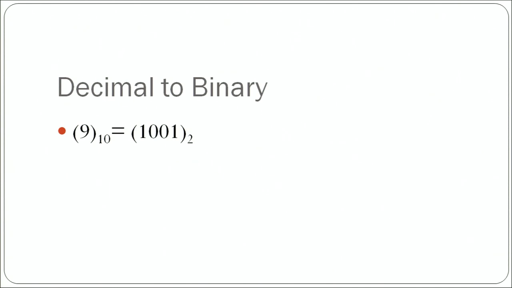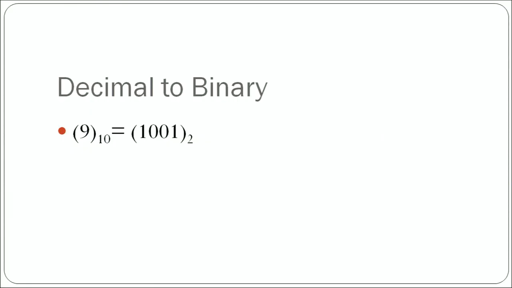Whenever we see 10 written outside the bracket as a suffix, this is called the base. If 10 is written as the base, we understand that this is the decimal representation of a particular number. When it is written as 2, we understand that this is the binary representation of a number. Similarly, if we write 8, the number is an octal number. And if we write 16, we are talking about a hexadecimal number.